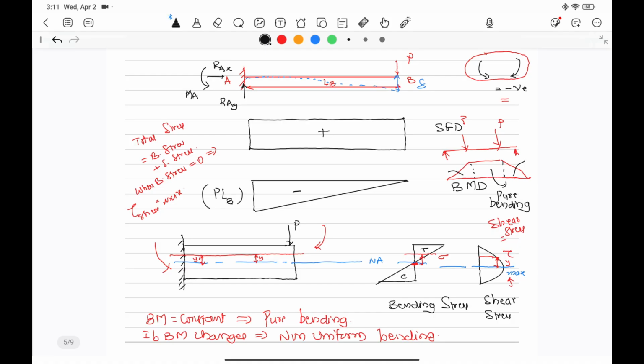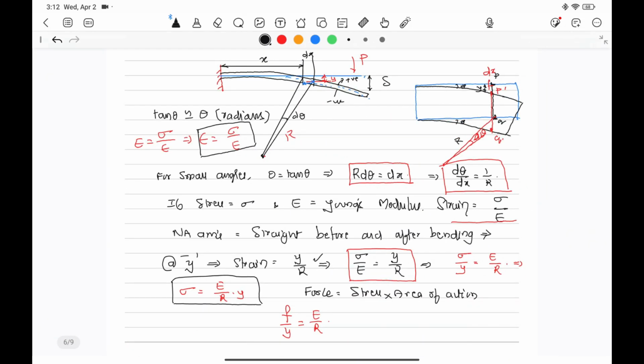There may be questions in your examination or in an interview, that is, explain pure bending, and also when shear force is 0, what happens to bending moment? Bending moment will be constant, and that particular portion is called pure bending. And on the neutral axis, bending strains will be 0, bending stresses will be 0, shear stress will be the maximum. And at a distance y from the neutral axis, sigma by y is equal to E by R.